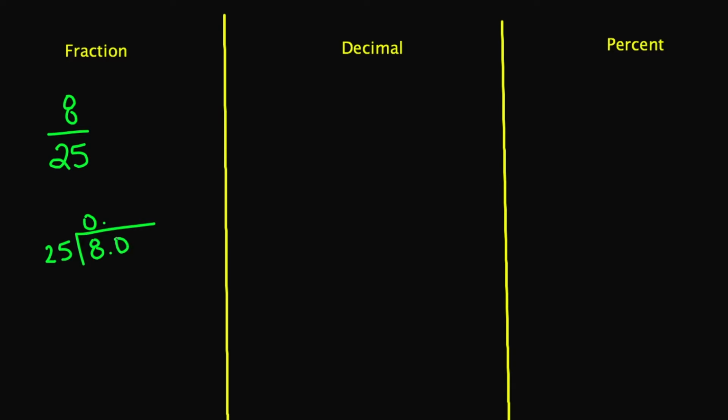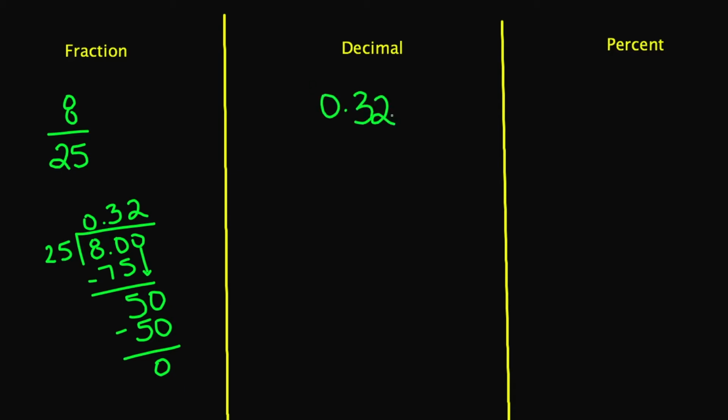What about 25 goes into 80 now? 25 goes into 80 3 times. 25 times 3 is 75. 80 minus 75 is 5. I'm going to bring down another 0 because 25 does not go into 5. However, 25 does go into 50. 25 times 2, 50 minus 50 is going to equal 0. So as a decimal, you're going to get 0.32.